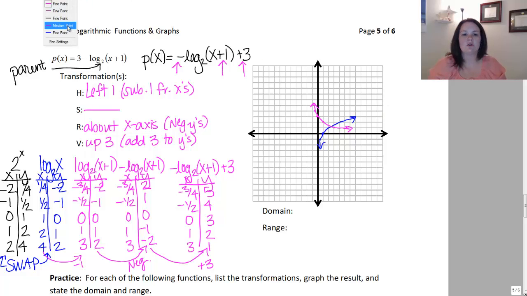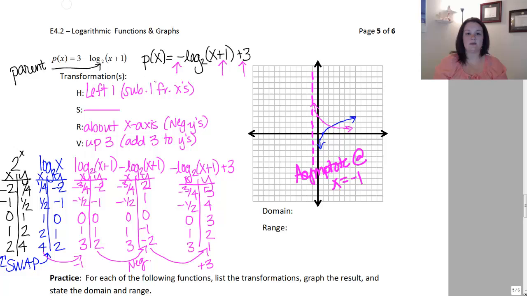So I'm going to go ahead and draw in my asymptote. And say I have an asymptote at x equals negative 1, which means that my domain, the furthest I can go to the left, is negative 1, and then it's going to continue to go out to positive infinity. My range, again, is unrestricted, so negative infinity to infinity.